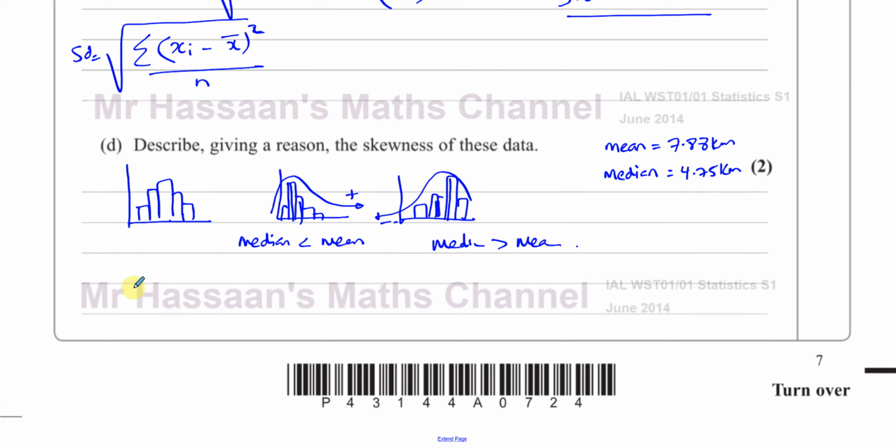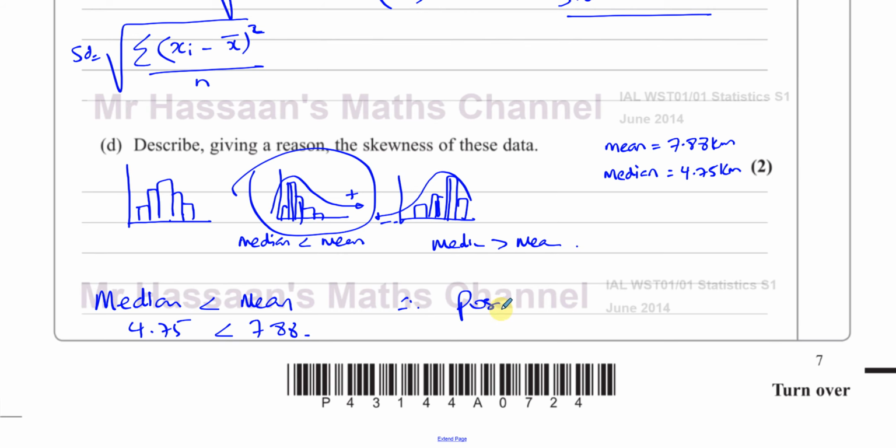So we can see here that in our case, the median is definitely less than the mean. The median is 4.75 and the mean is 7.88. So it's going to be this type of situation here, therefore we can say positive skew. So we have to give the skewness and the reason for it. So this is the reason and this is the answer. We have positive skew. That's part D.